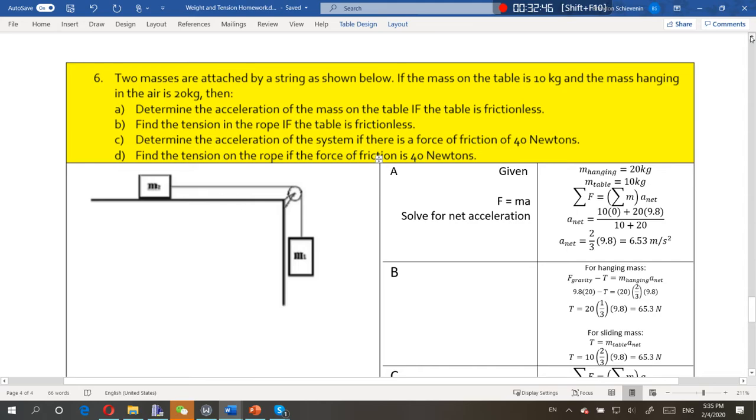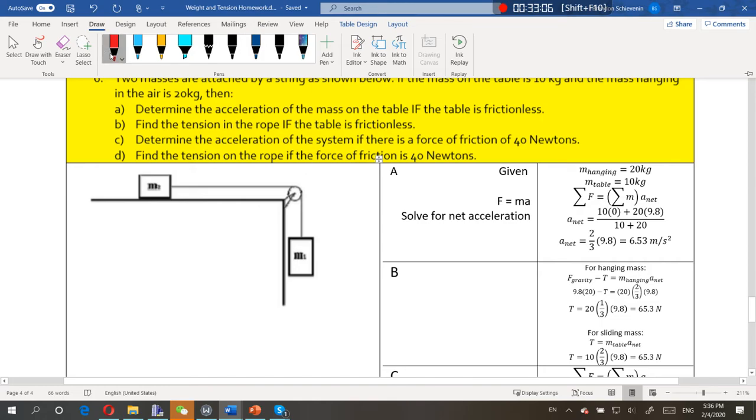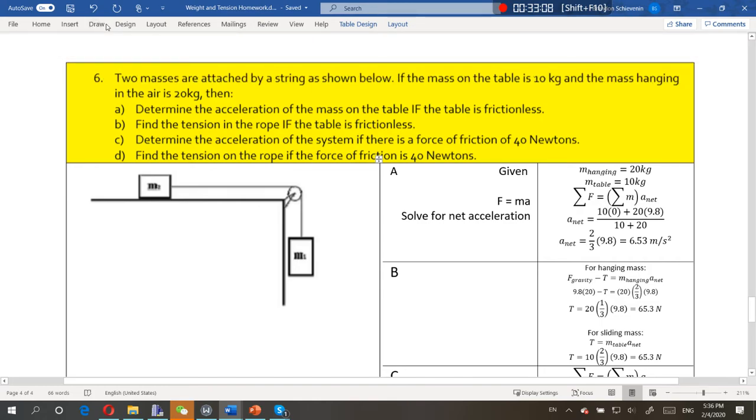I'm going to walk through part A and B of 6 because I've got a lot of questions. People have been sending me messages on WeChat all day today. And then for C and D, I'm going to try to let you guys solve those on your own. Okay, so I'll draw really quick. We've got two masses that are attached by a string here. Our mass on the table is 10 kilograms, and our mass that's hanging off the table is 20 kilograms.